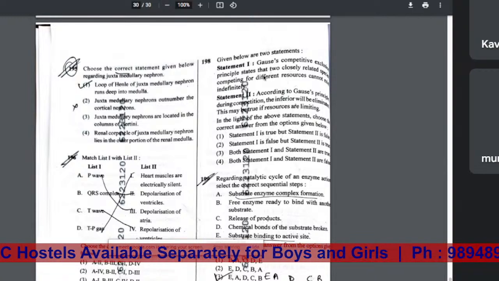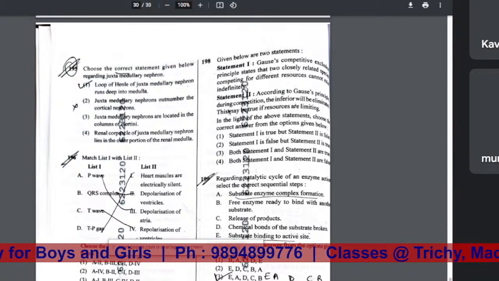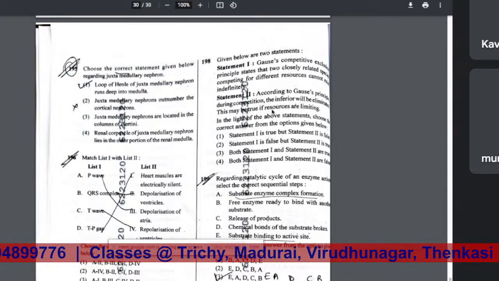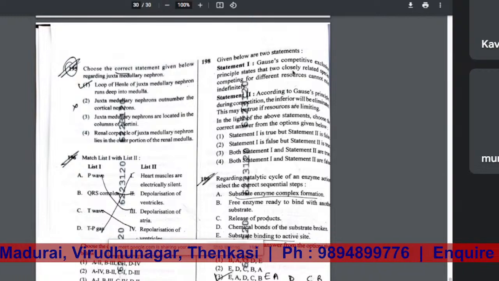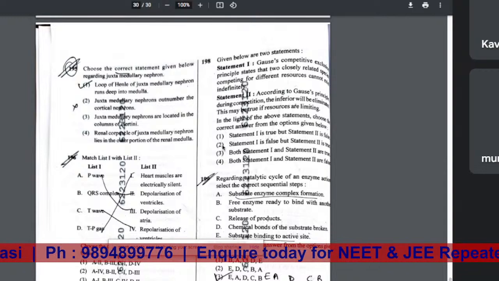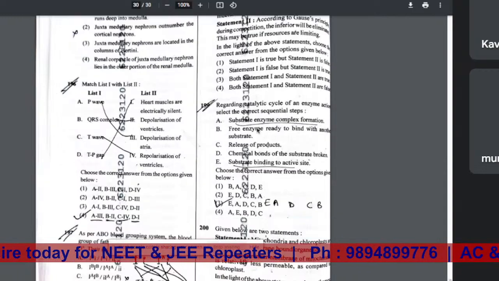So when statement 1 is wrong, looking at statement 2, according to Gause's principle, during competition, the inferior species will be eliminated. This may be true if resources are limiting. This statement happens to be correct. So statement 1 is wrong and statement 2 is correct. So the option for 198 question will be 2. So moving on to the next question.